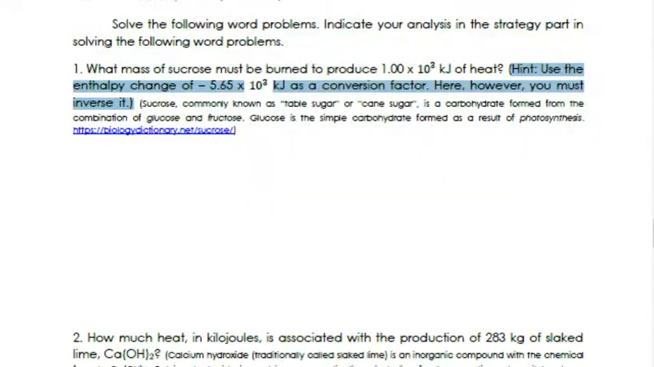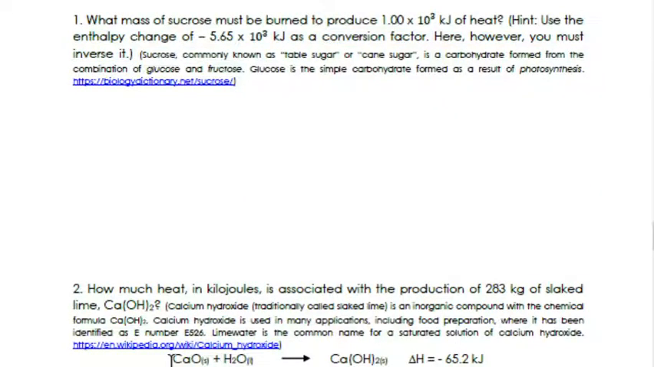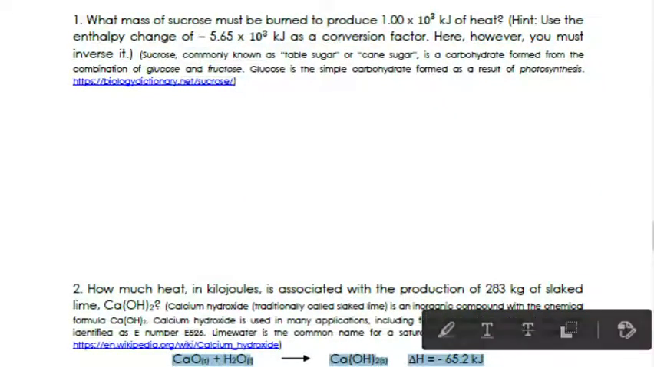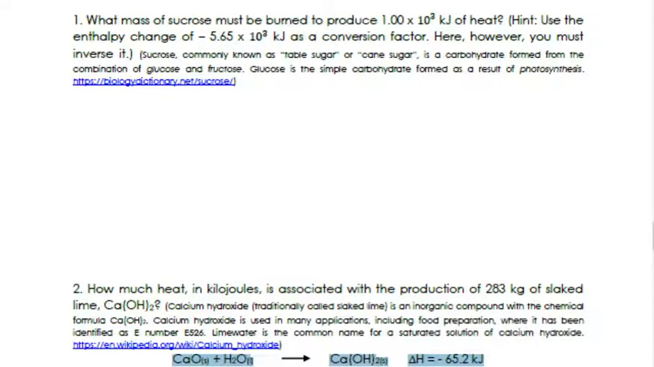Then number 2, you are given the chemical equation. Analyze and solve for the required.